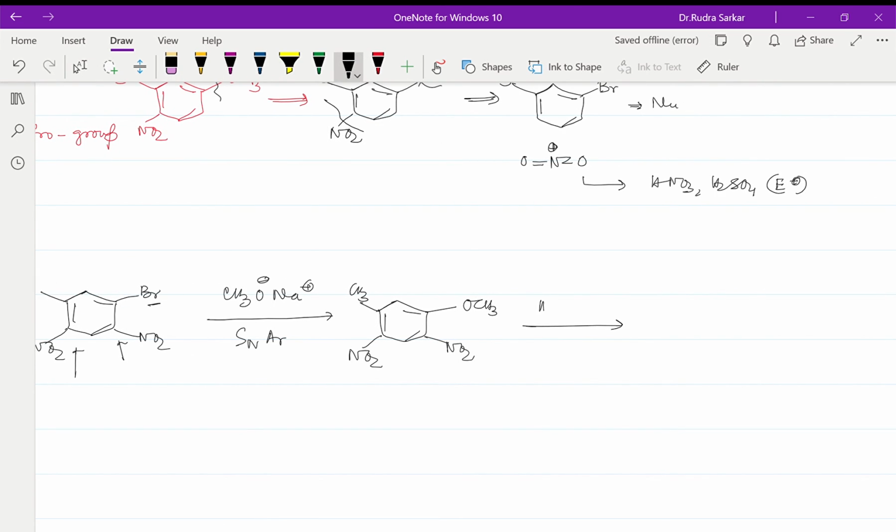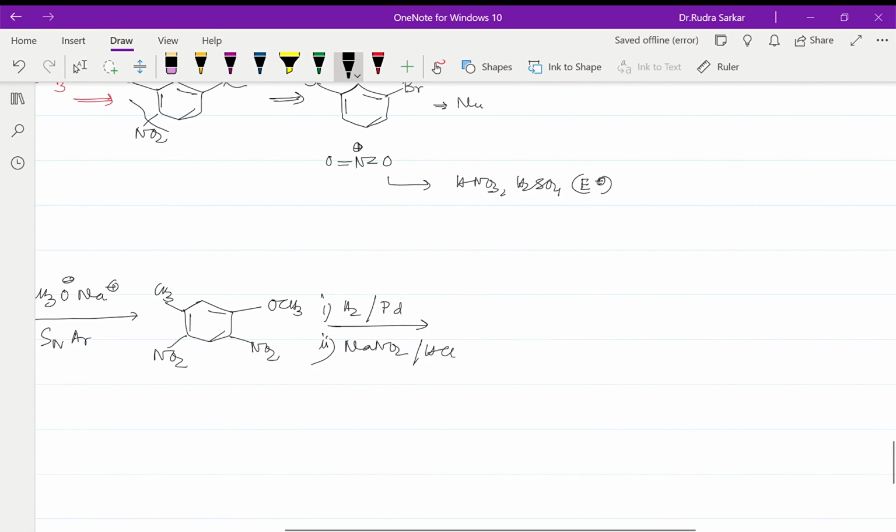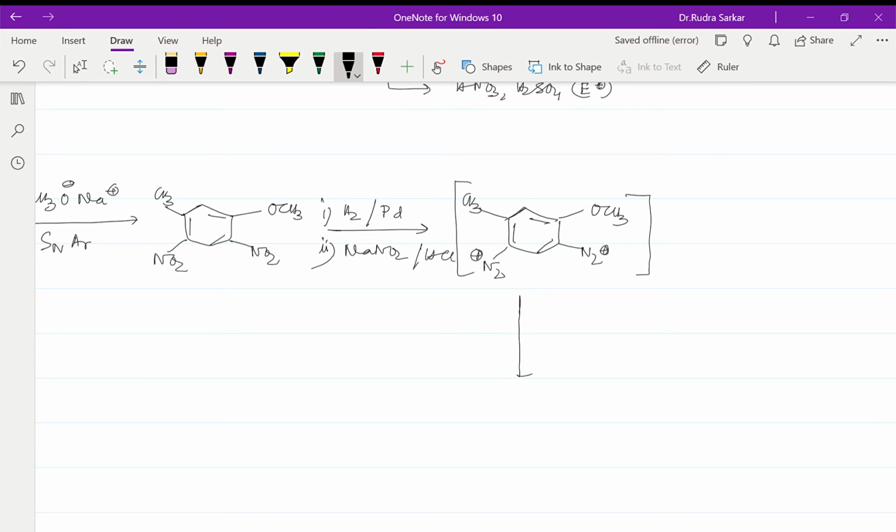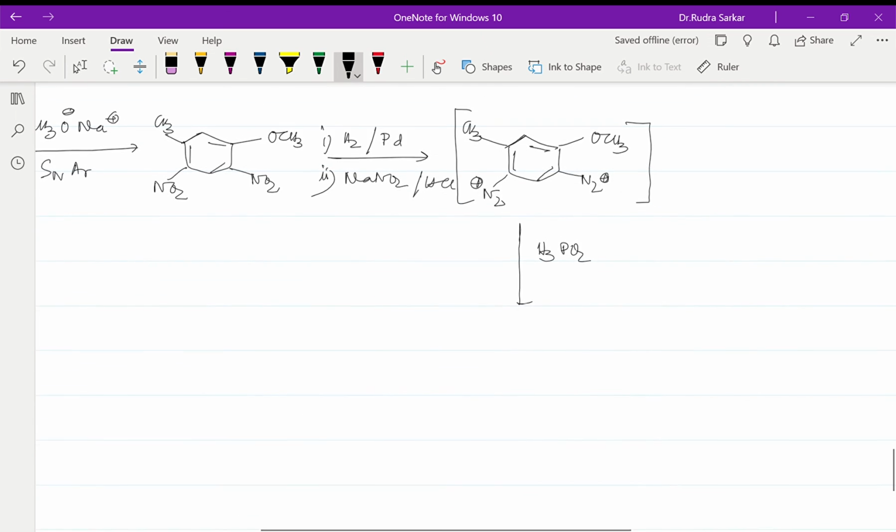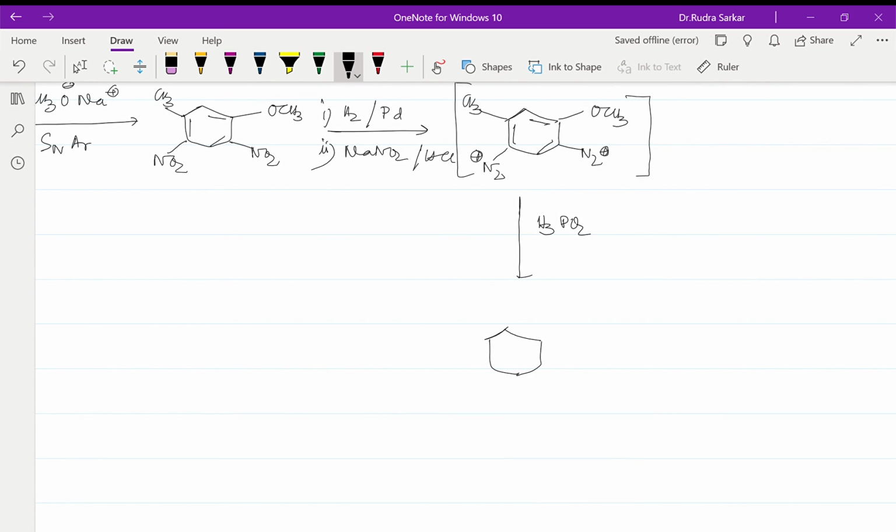Now, when we use the reducing agent H2/Pd followed by NaNO2 in presence of HCl, the intermediate molecule that will be formed is going to be the diazonium salt. Let us call this an intermediate because we are not isolating this molecule. And this, when we work up with hypophosphorus acid, which is the reducing agent, basically we will get out here the desired target molecule as follows.